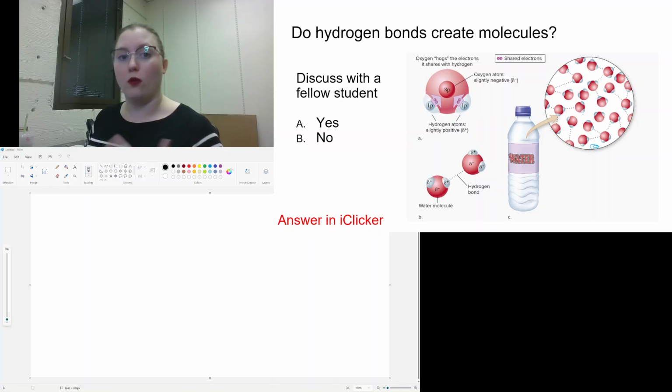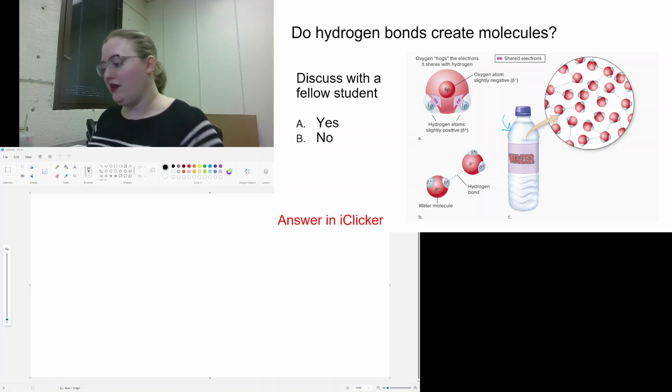Now, if we have a whole lot of water molecules, like we do in this bottle of water, all of those water molecules are going to want to hydrogen bond to all the other water molecules. As those hydrogen bonds are forming between all of our water molecules, is that bottle of water turning into something that's not water? Probably not. So is it creating a new or different molecule? Go ahead and think about that and give your answer.